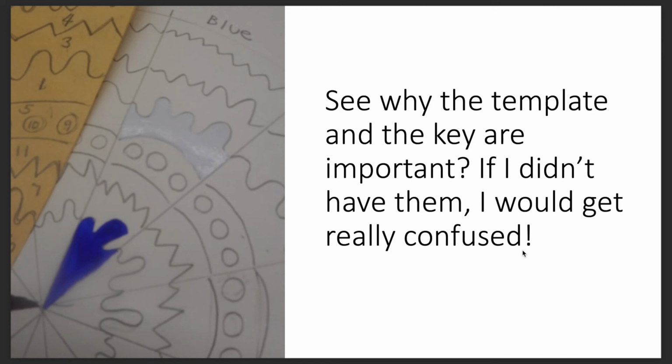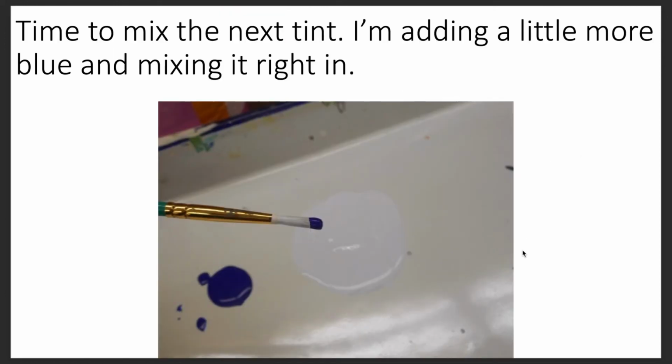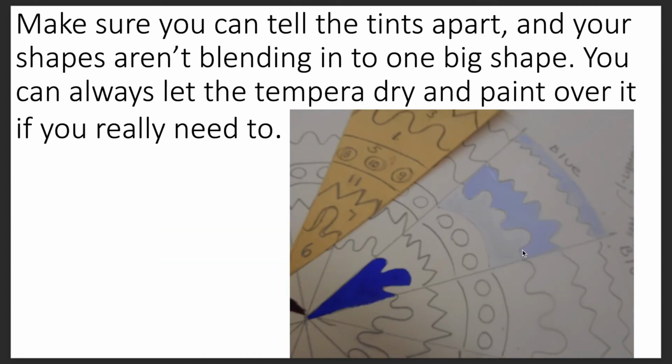There we go. So now it's time to go ahead and add a little bit more blue. This time I'm making my number 2 tint. So adding a little bit more blue to my brush, mixing it in, and then finding my number 2. And you continue doing that until you're done with all your tints.